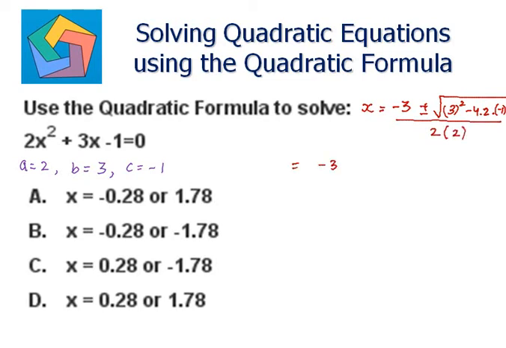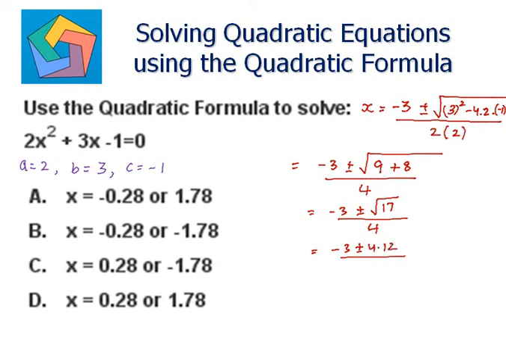equals minus 3 plus minus square root of 3 squared is 9, plus 4 times 2 is 8, divided by 4, minus 3 plus minus square root of 17 by 4. Now the value of square root 17 is 4.12. So I can put it minus 3 plus minus 4.12 by 4. So now I have two answers. So I can say my x is either minus 3 plus 4.12 divided by 4, or I can say x is equal to minus 3 minus 4.12 divided by 4.